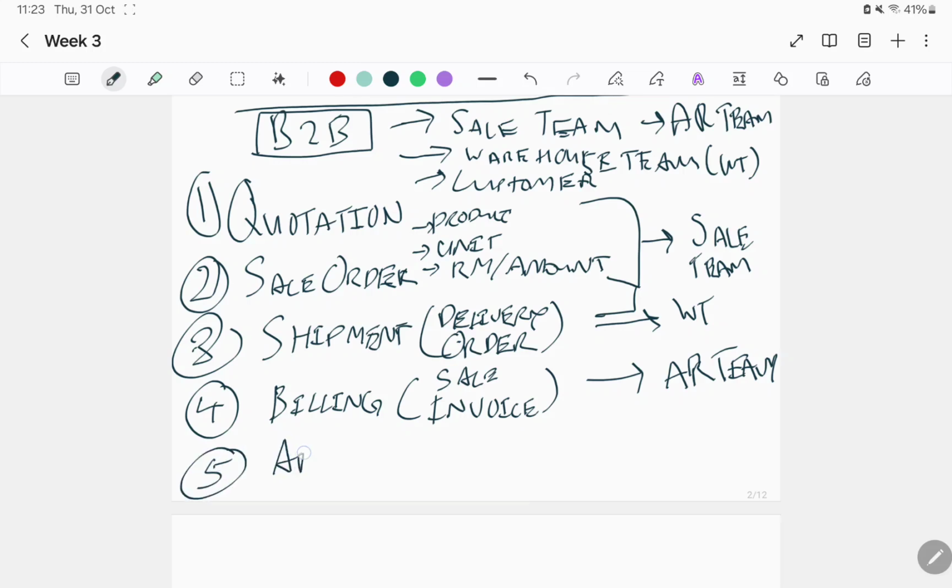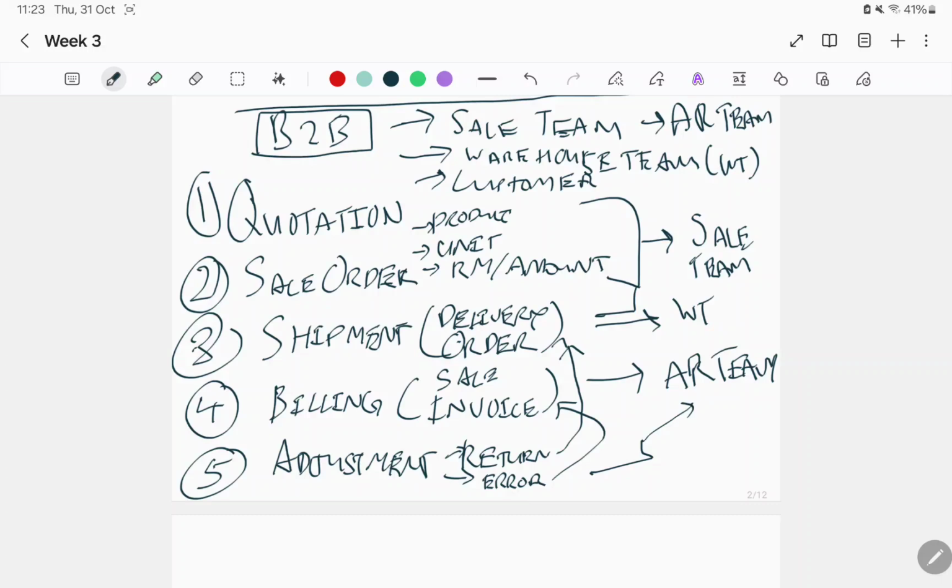Over here, number 5, is adjustment. This means when there is a sales return, or if there is any discount, any damage of goods, or any error in the invoices, return of the goods, then the AR team will have to perform the adjustment, so the debit note or the credit note will be issued.